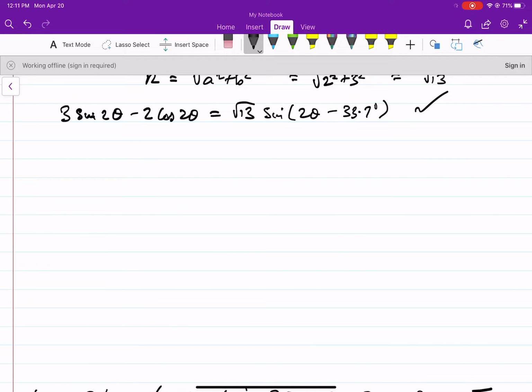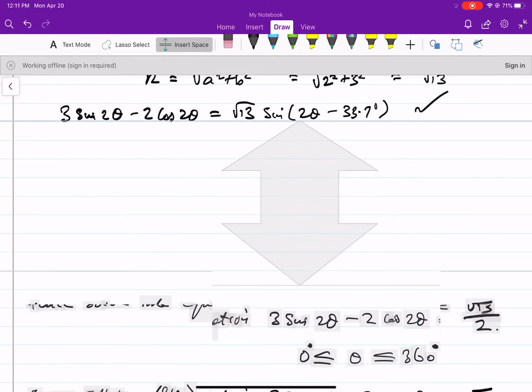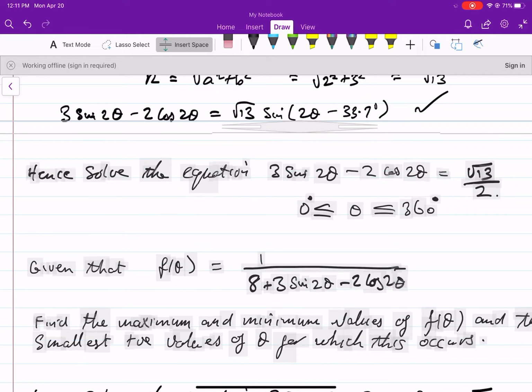The second part is asking us to solve a certain equation.